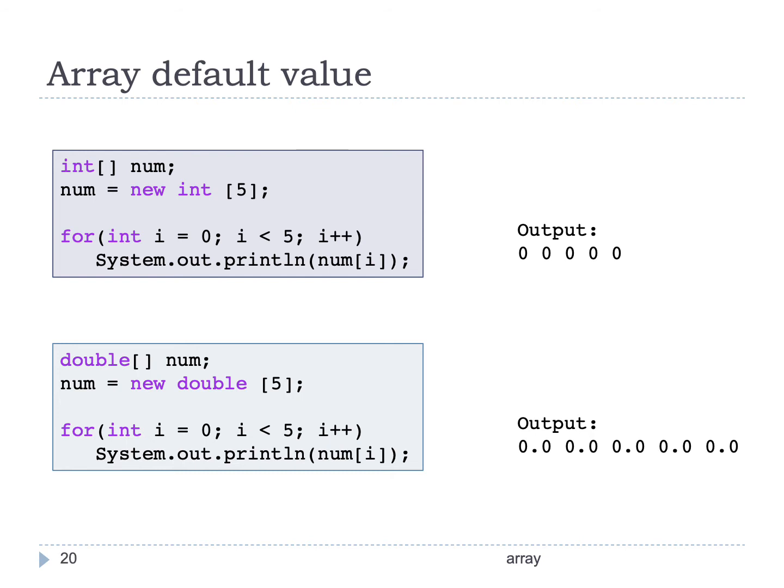If we have double square bracket num equal to new double 5, then the initial value of double is 0.0. You can try with char and string, where in char it will display 0, 0, 0, 0, and for string it will display null.